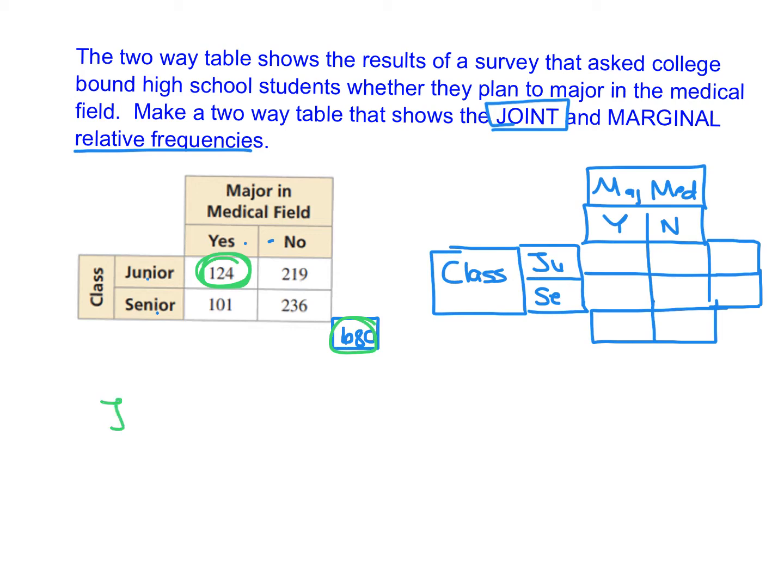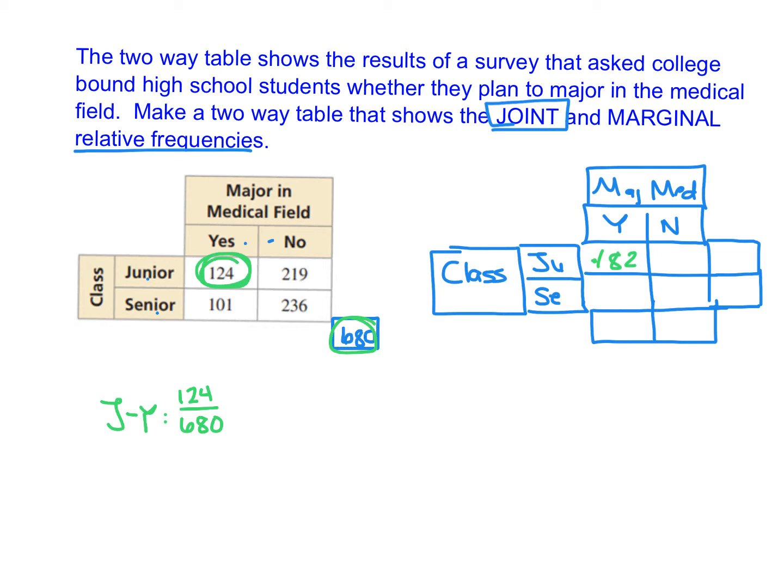So I'm going to start with junior and yes. I'd find the joint relative frequency by taking 124 over 680. And by doing so, I find that my joint relative frequency is about 0.182. So that's telling me about 18.2% of the students are juniors who plan to be in the medical field.